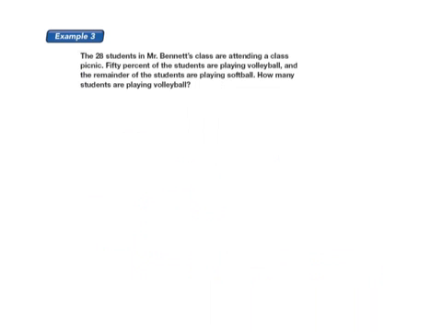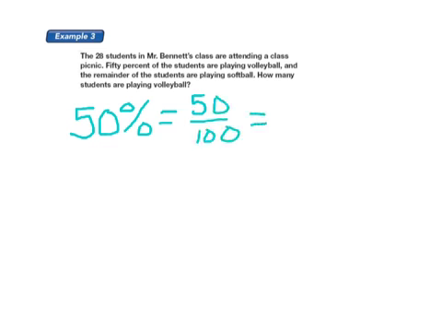Okay, example 3. The students in Mr. Bennett's class are attending a class picnic. That sounds like fun. 50% of the students are playing volleyball, and the remainder of the students are playing softball. How many students are playing volleyball? So the first thing we need to do is convert that percentage into a fraction. We know that 50% equals 50 over 100, which reduces, greatest common factor being 50, into 1/2.